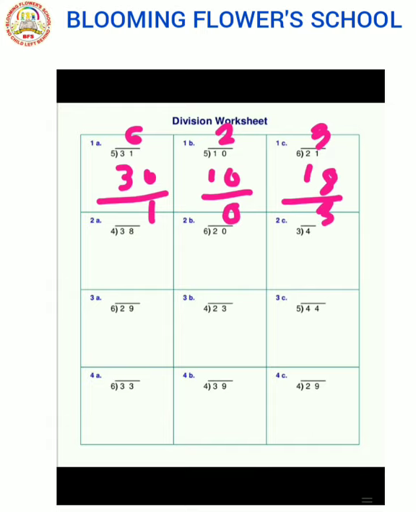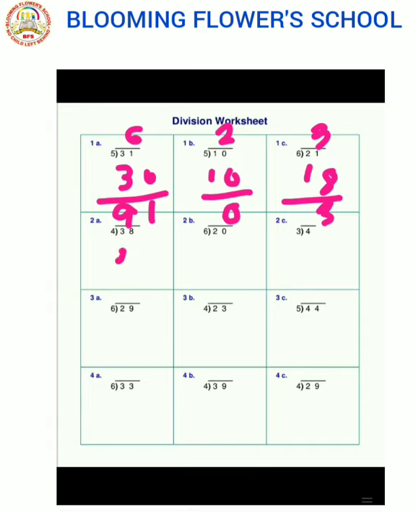Okay. Now next one. 38 needs to be divided by 4. So go for the 4's tables. 4 ones are 4, 4 twos are 8, 4 threes are 12, 4 fours are 16, 4 fives are 20, 4 sixes are 24, 4 sevens are 28, 4 eights are 32, 4 nines are 36, 4 tens are 40. 40 is more, so 4 nines are 36. So 9 is the quotient.